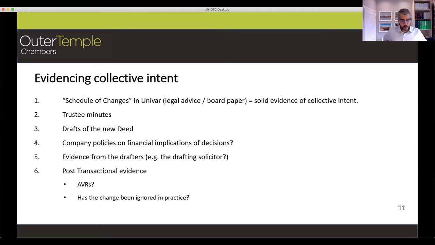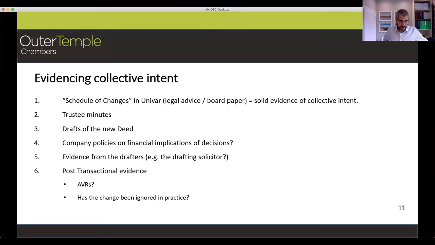So some form of board paper or schedule of changes type document prior to execution is a gold standard, I think, as well as obviously the minutes, which are near to the point of execution. And if they follow the modern style, they might even simply say it is resolved to follow paper X, and then you really are off to the races. Drafts of what becomes the new deed were very useful. One can see often where the alleged error creeps in.